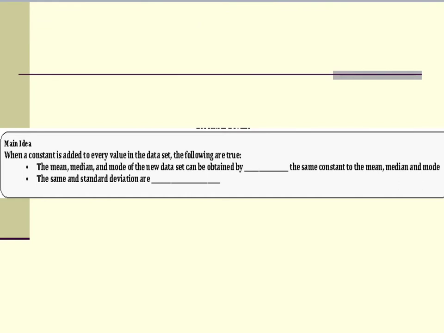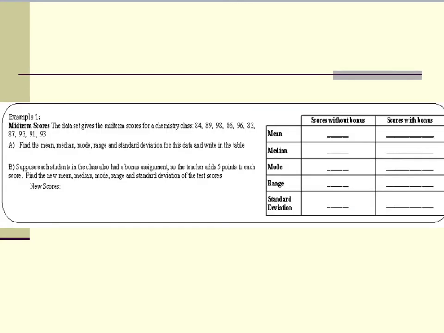Okay, take a look. When we talk about adding a constant to the data set, we're looking at a couple of things. We want to talk about the fact that the mean, median, and mode of the new data can be obtained when you just add the same number to the mean, median, and mode, and then you'll get the same value. The standard deviation, and this should say, I'm sorry, the range are the same. And we're going to show you how that works.